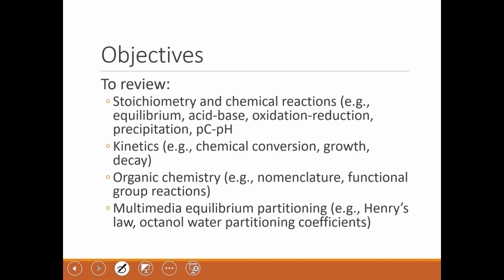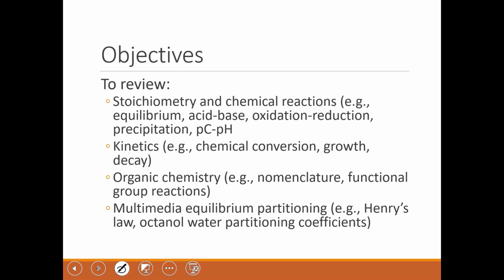The environmental chemistry section covers the material that's listed here: stoichiometry, chemical reactions, so that includes equilibrium, acid-base reactions, redox reactions, precipitation reactions, and pC-pH diagrams. We won't be able to cover all of this, but we will cover much of this.